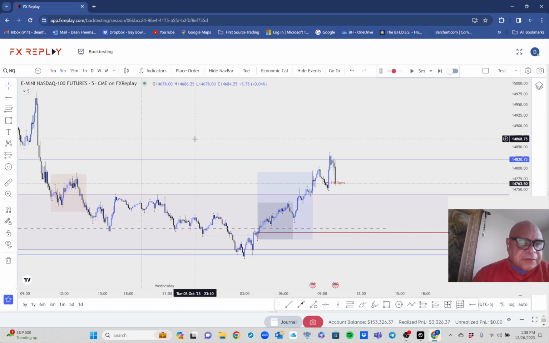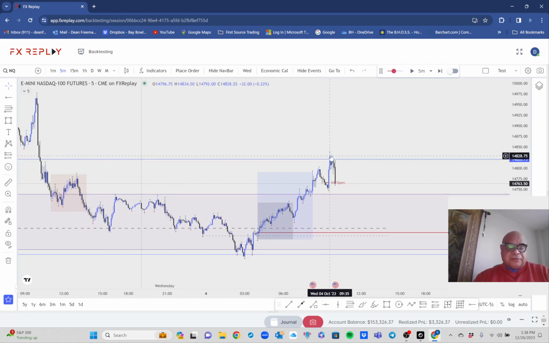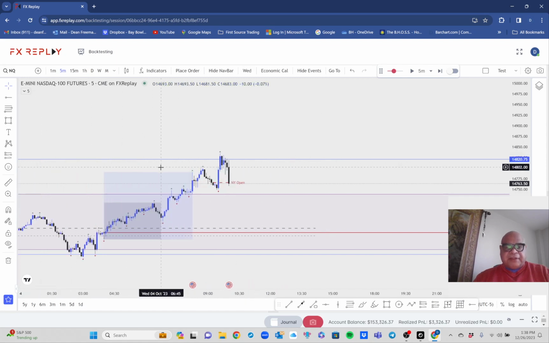Anytime it goes into these price inefficiencies, you've got to be careful that you don't go long. These are areas of high probability of reversals, and you want to play that through before you take a trade. At this juncture, it's cleared up the fair value gap, meaning it wants to head south.